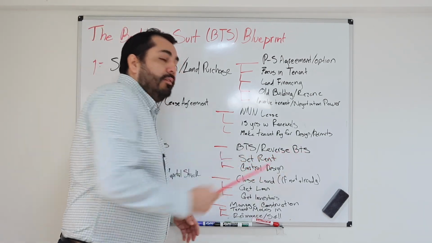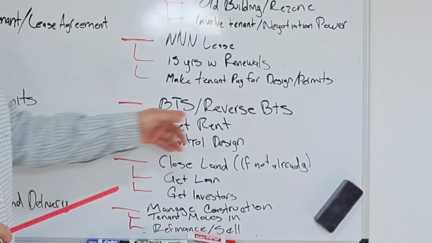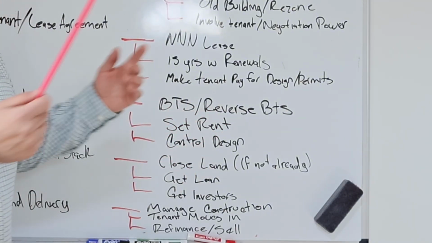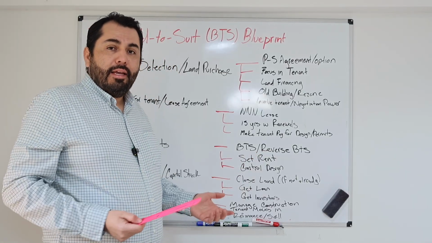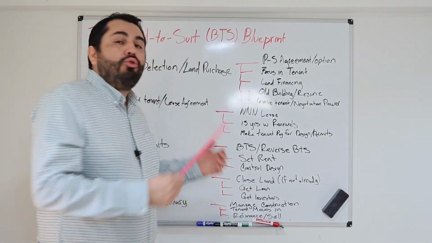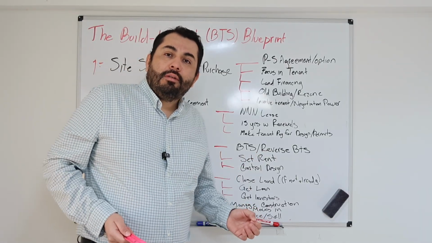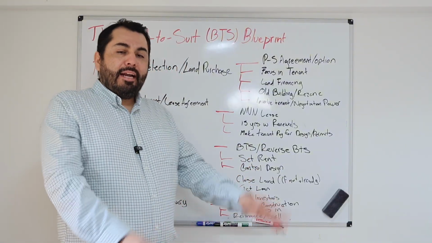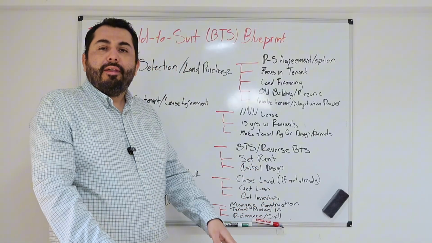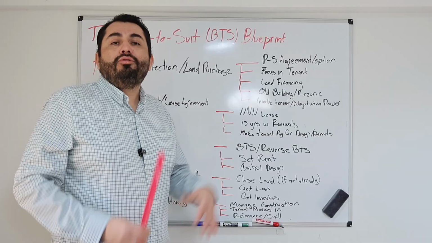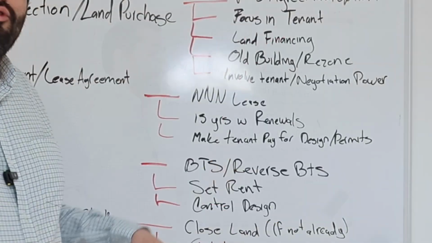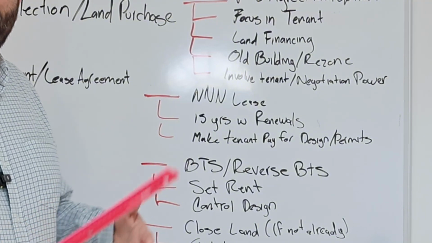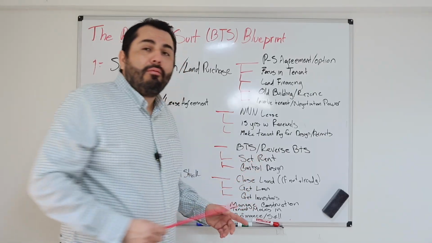Okay, but here you have to be aware that there are two ways to do this. Build to suit, the normal way, is you act as the developer. So you hire an architect and you pay the architect, or maybe you have your in-house design team, and you make all the plans, you get all the permits. That's the build to suit, the normal way.